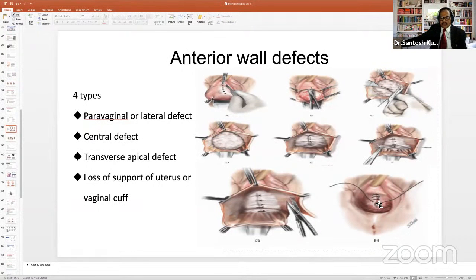Some people use mesh also, but if there is infection of the mesh, then there are chances of causing problems, and mesh sometimes extrudes through the vagina or sometimes inside the bladder. We have seen mesh coming inside the bladder and inside the vagina also. But mostly this surgery is sufficient to reduce cystocele.